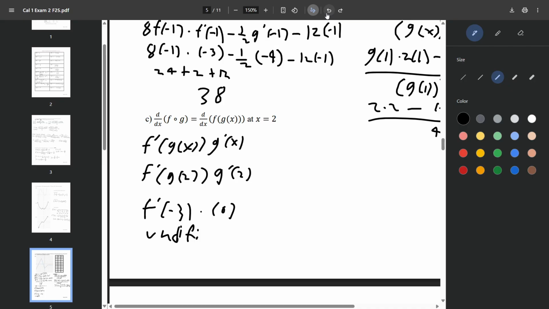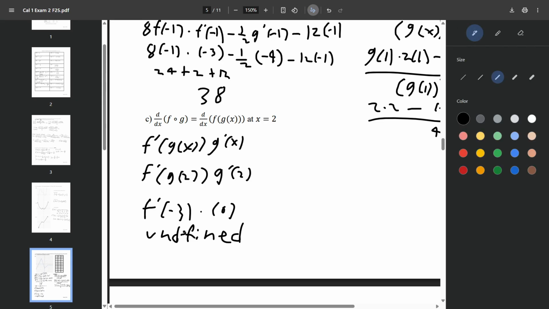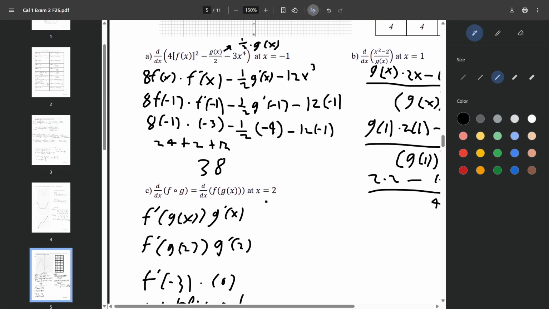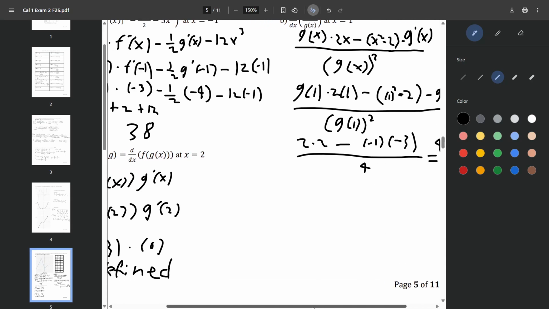Let me rewrite that because my spelling is not the best. Let's see. There we go. And that is all for page 5 of this exam.